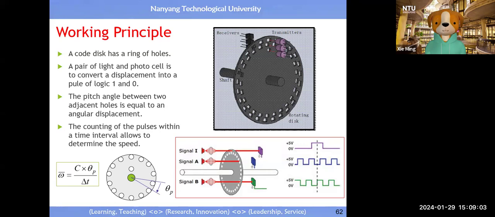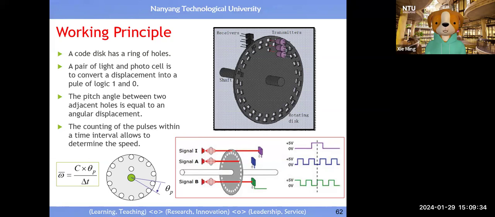Here you have a terminology about the pitch angle between two adjacent holes, right? So then you see the pitch angle is equal to what? One full rotation, 360 degrees, yes or no? So theta p equals 360 degrees divided by the number of holes in the outer ring. That's it. So then you can count.